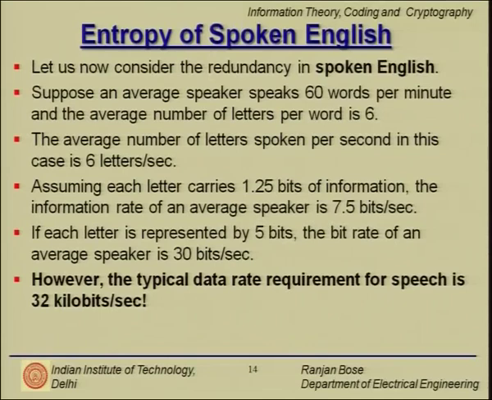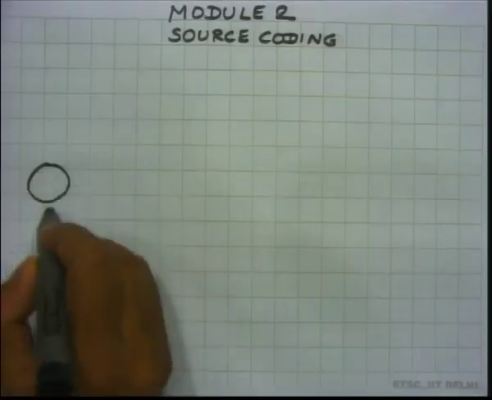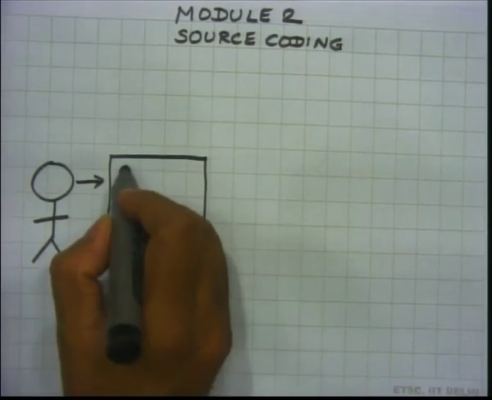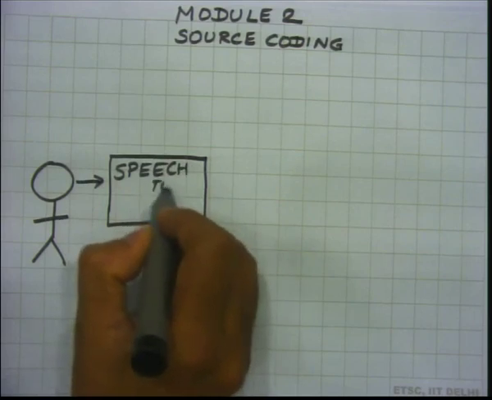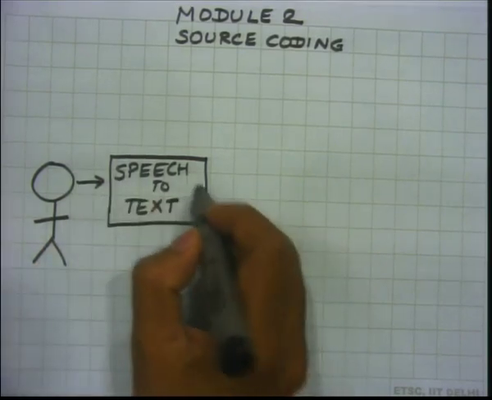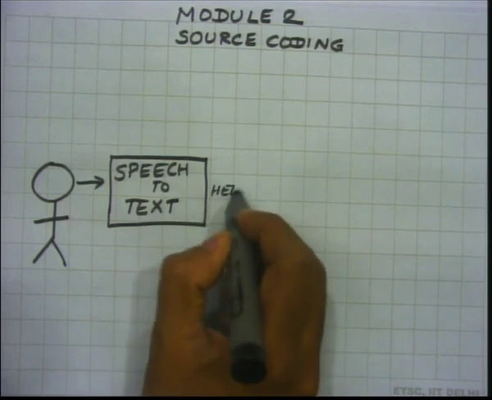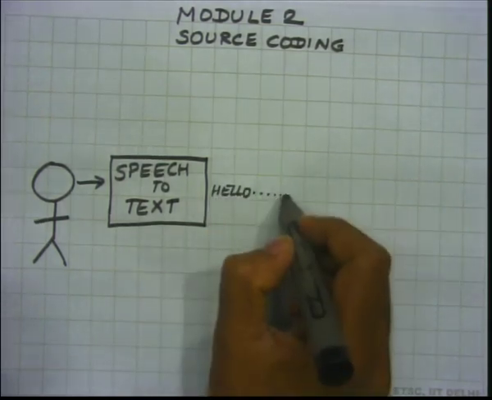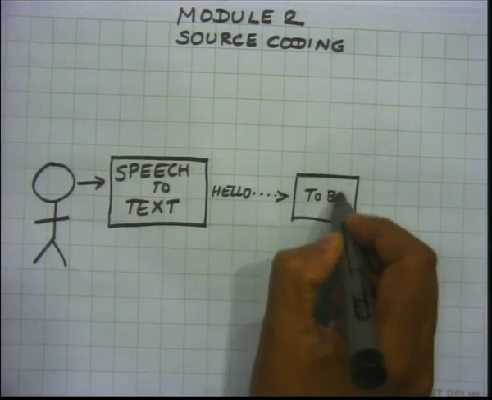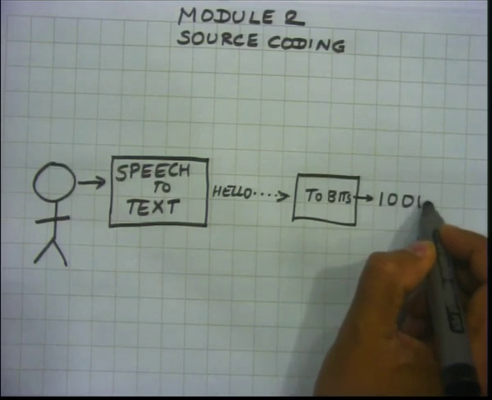But if you look at the typical data rate requirement for speech, it is 32 kilobits per second. So, where is the catch? Let me explain with a diagram. So, if you see, there is a speaker and he has this wonderful device called speech to text. Whatever he is speaking is going in terms of something like hello, how are you, and so on and so forth. But this is converted into bits. So, I convert to bits and I get a sequence of 1001.